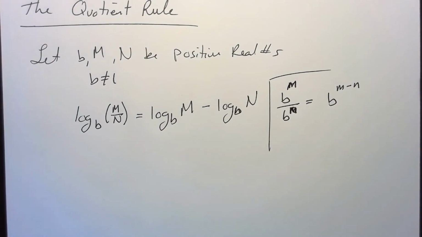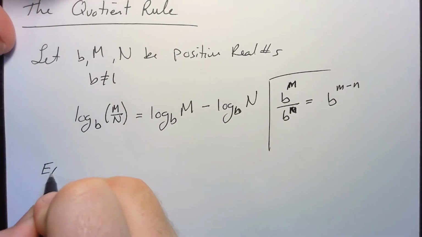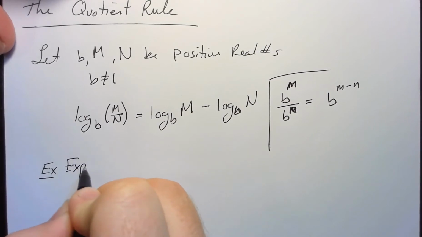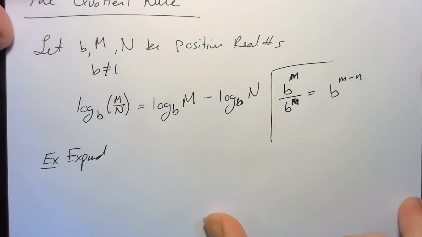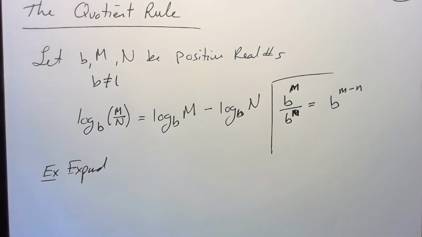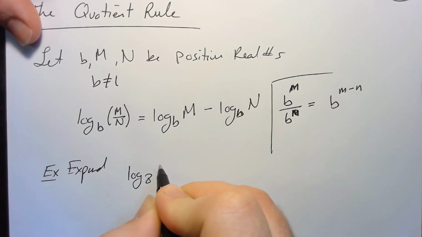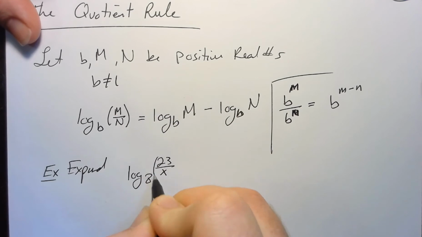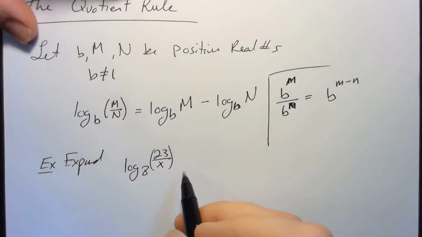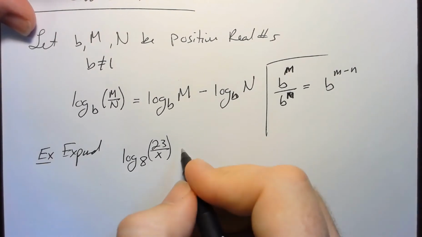So, with that rule being stated, we can go ahead and apply this rule to expand types of functions. Again, the question would generally refer to expanding, but the goal of these properties is really for us to utilize them when trying to solve or manipulate equations. So my first expansion question will be log base 8 of 23 divided by x. And we just have to remember again one more time that anytime I have a log of a division, I can separate that division into two separate logs.